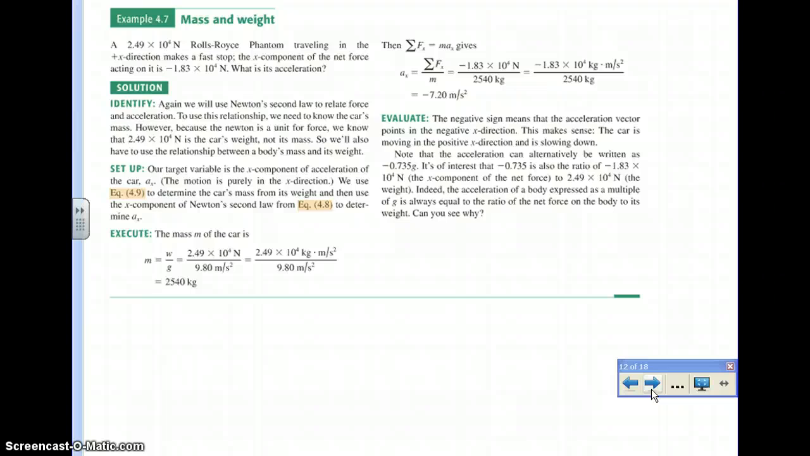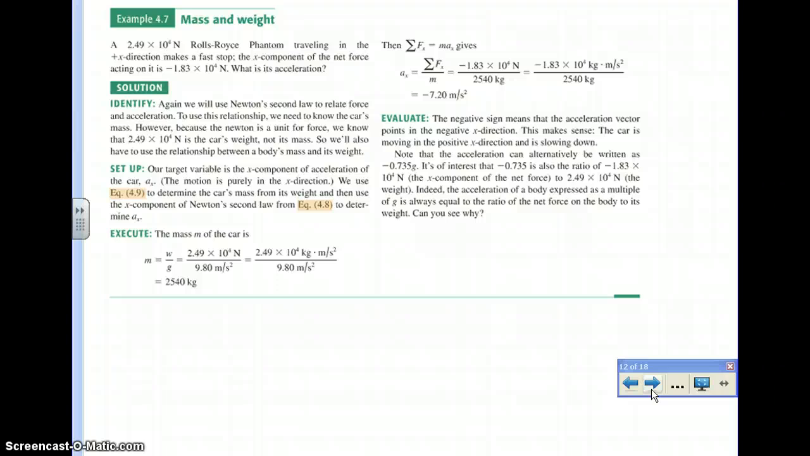Here's another example of mass versus weight. You know, a Rolls Royce is traveling in the x direction, makes a fast stop. The x component of the net force causing it to stop is about 1.83 times 10 to the 4th newtons against the direction that it's going.